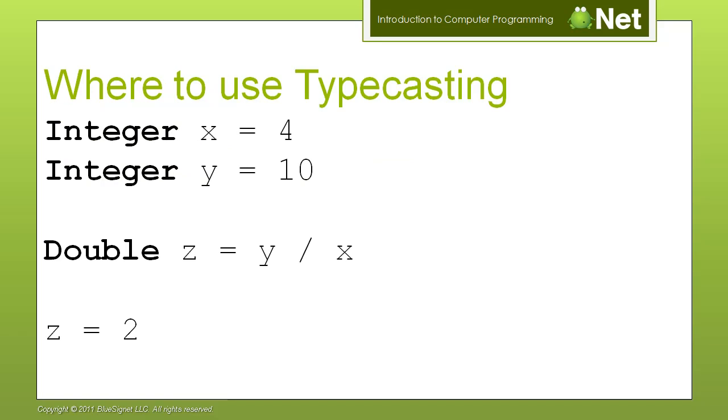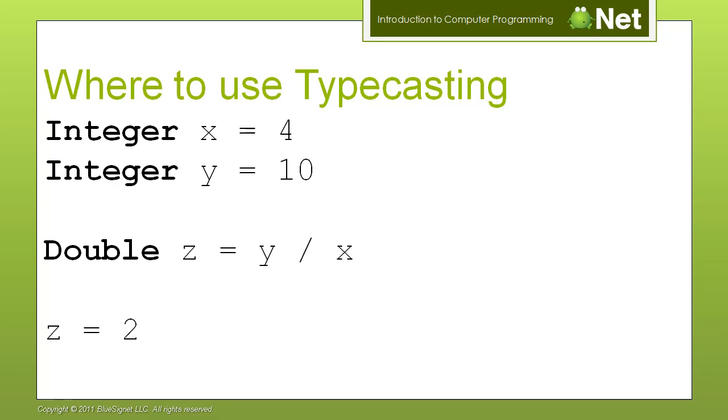So let's look at an example of where typecasting is actually used. This is a practical typecast example, Brian. We have integer x equals 4, integer y equals 10. Now I want to have a double value, which, as you guys remember, is a double-sized floating point value. So we have z equals y over x. So this is 10 divided by 4.